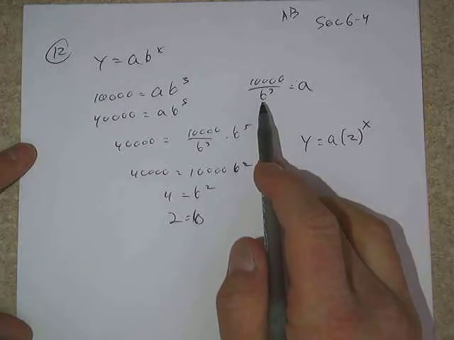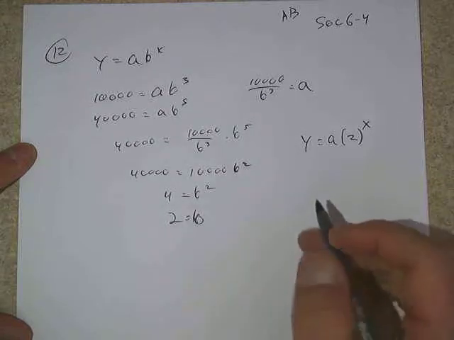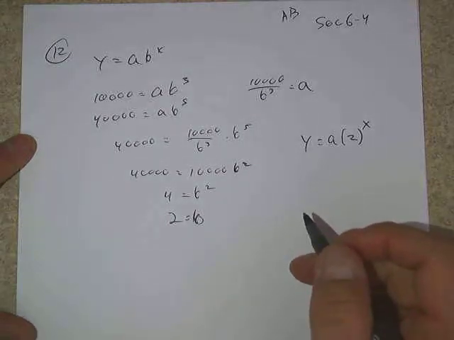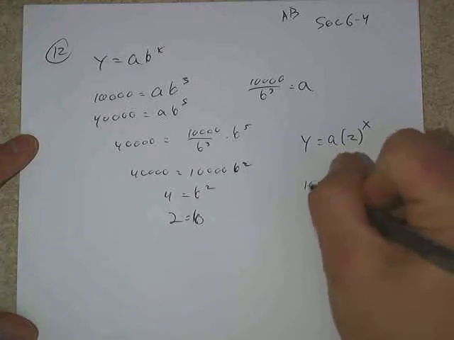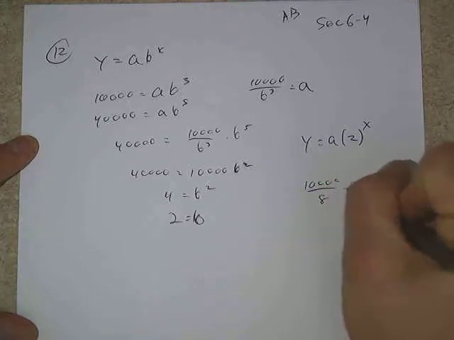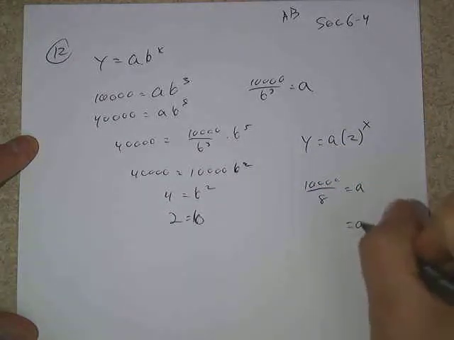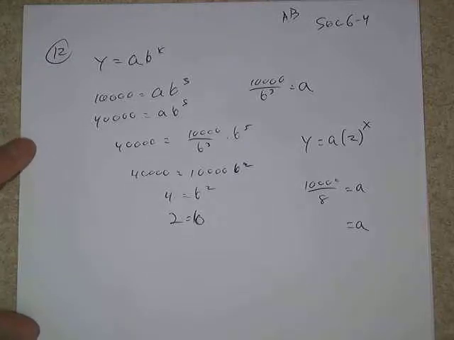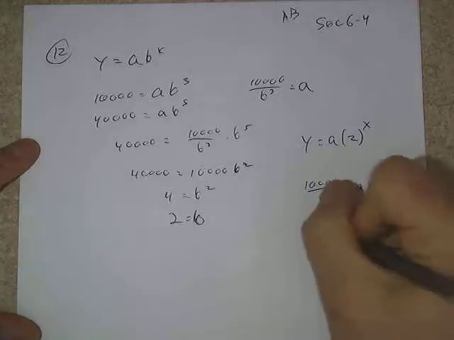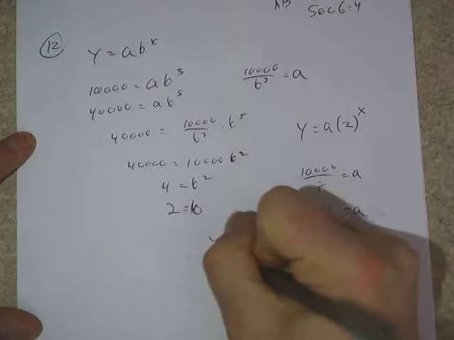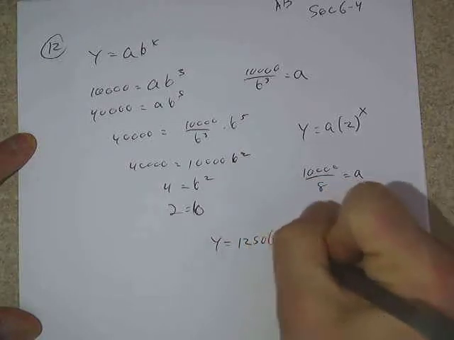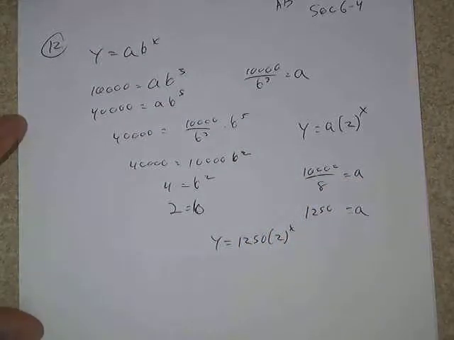Well, we know the relationship between a and b is right here, so if we plug in our 2 into this equation, 2 cubed is 8, so what's 10,000 divided by 8? 10,000 divided by 8 would be 1,250. And so that means our final equation then is going to be 1,250 times 2 to the x.